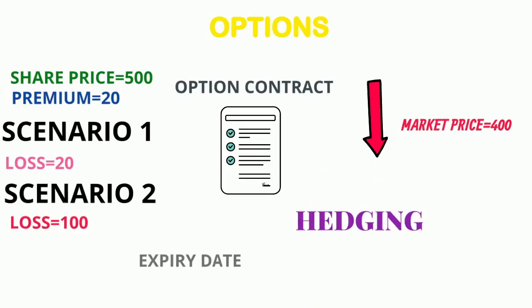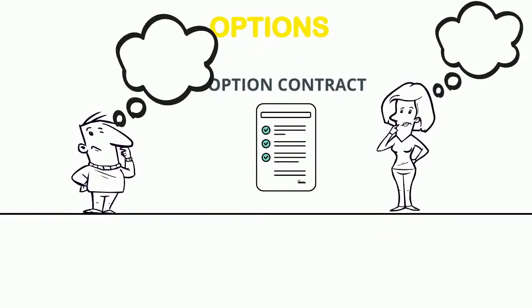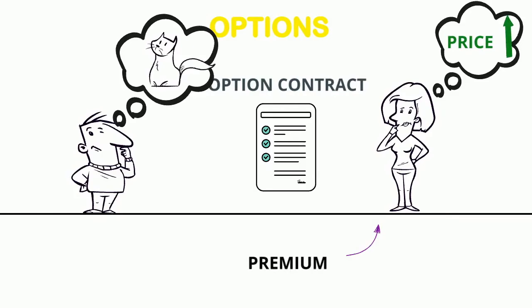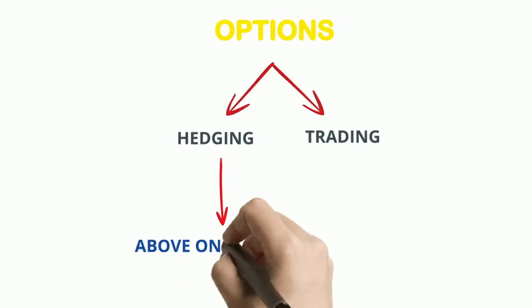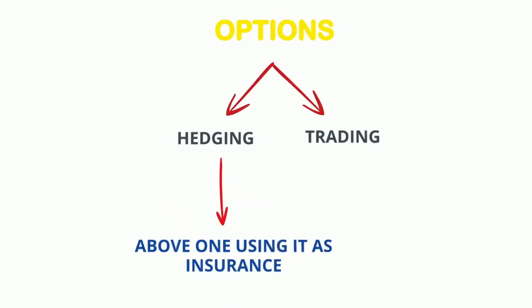Remember that options have an expiry date, so after that date the contract is invalid. The perspectives of the two persons are opposite. One person is so confident that the price will not fall that he is ready to bet by receiving a small amount as premium. The other one who has invested is like a cat walking on the wall, not very confident. He is not worried about paying a small amount as a premium. Options are mainly used for hedging and trading purposes. So the above one is hedging.